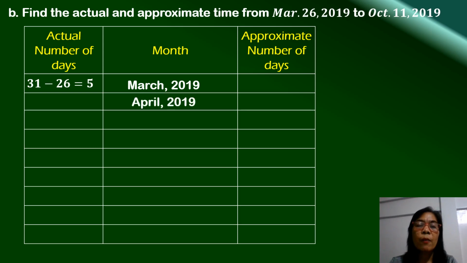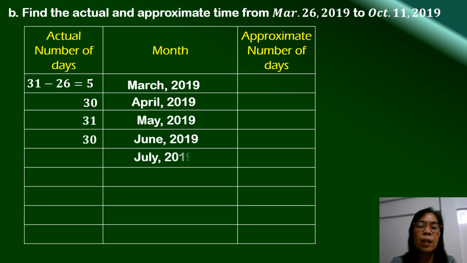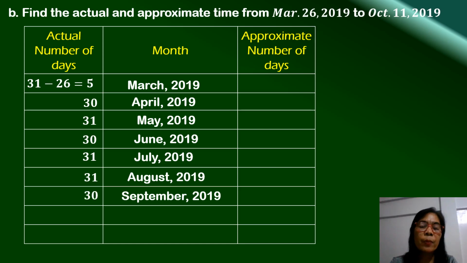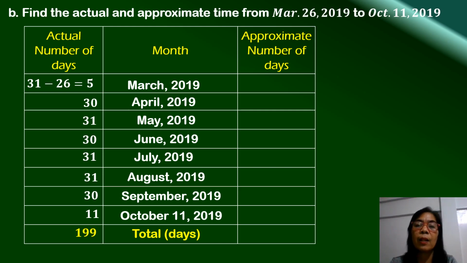5 days. For the month of April 2019, we have 30 days. May 2019 has 31 days, June has 30 days, July has 31 days, August has 31 days, September has 30 days, October, then we end at October 11, so 11 days for the month of October. So the actual number of days is equal to 199.